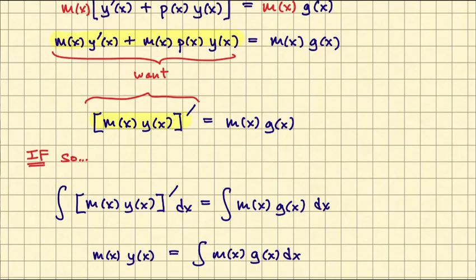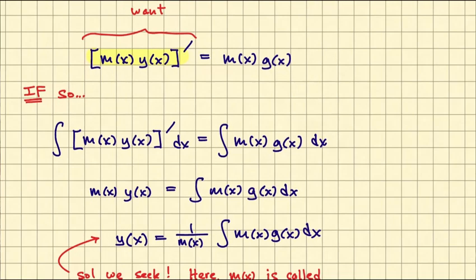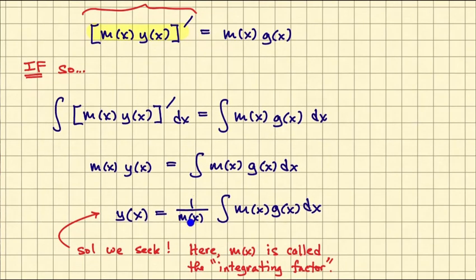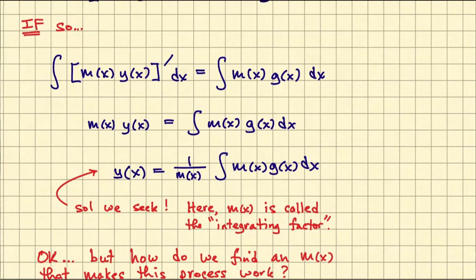And so we're tantalizingly close. This integral just is what it is. If m is known and g is known, then hopefully this is an integral that I can do. But at the end of the day, I can just divide both sides by m, and I get that y of x is 1 over m of x times the integral of m of x times g of x dx. So this solves for y of x.